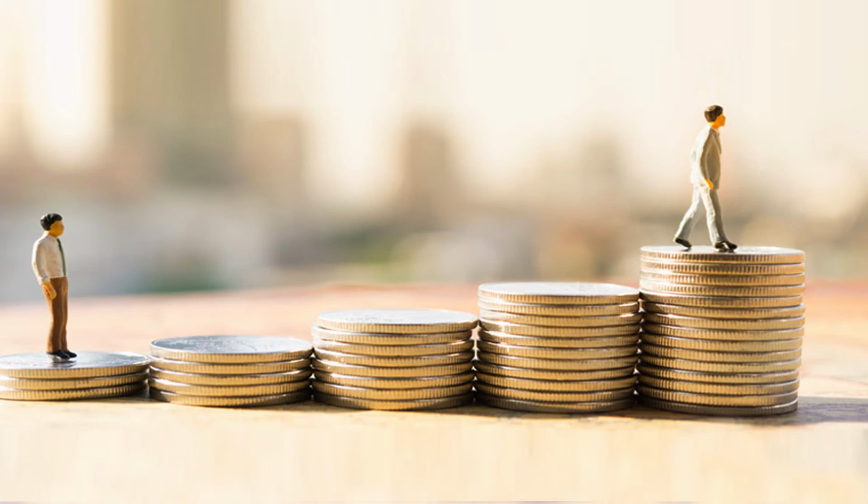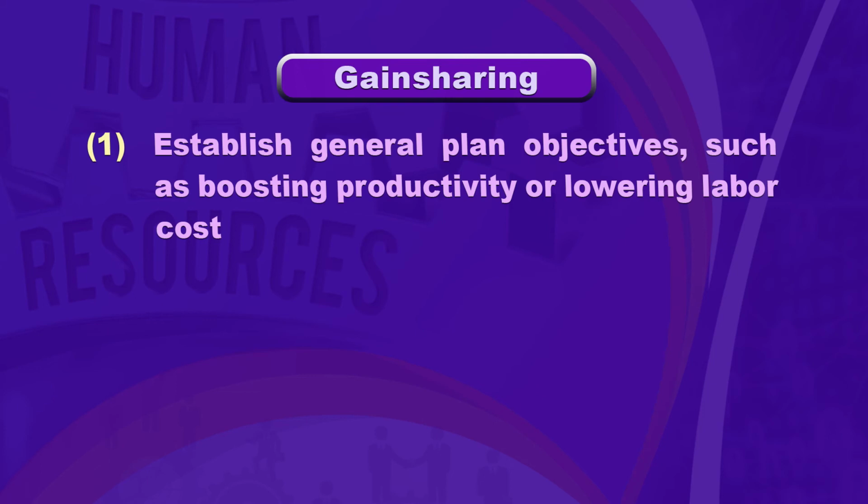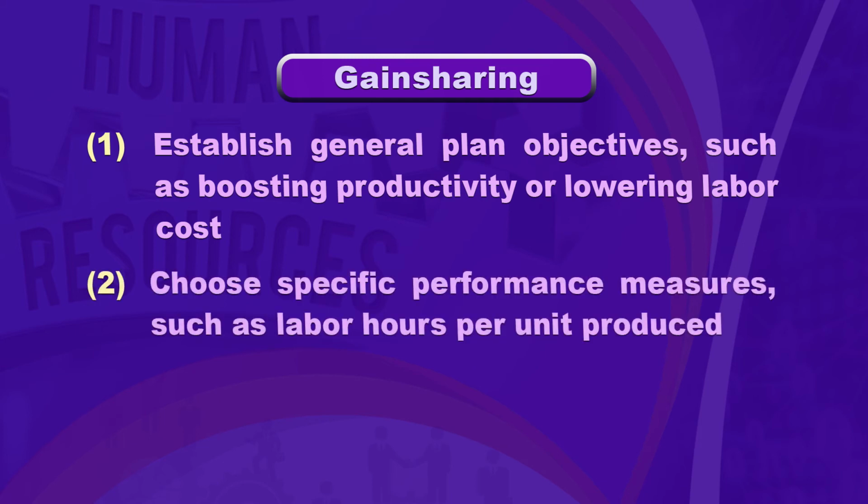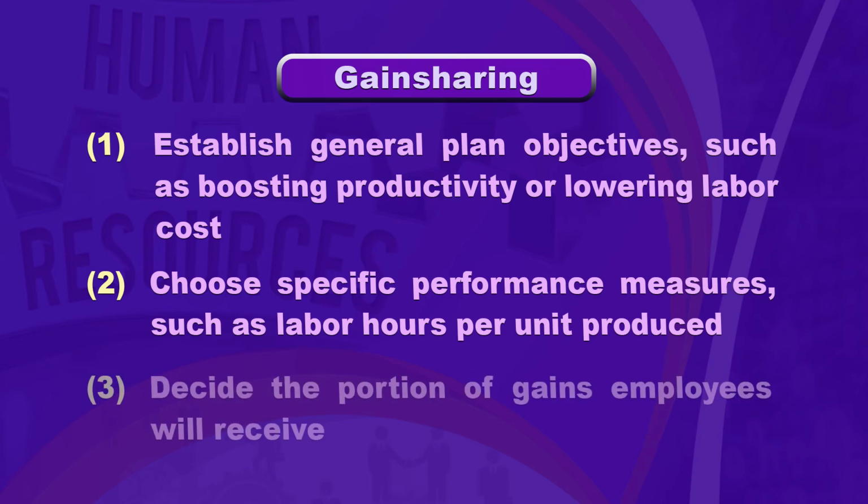Gain sharing is an incentive plan that engages many or all employees in a common effort to achieve a company's productivity objectives, with any resulting cost savings gains shared among employees and the company. There are 8 basic steps in implementing a gain sharing plan. First is establish general plan objectives such as boosting productivity or lowering labor costs. Second is choose specific performance measures such as labor hours per unit produced. Third is decide the portion of gains employees will receive.